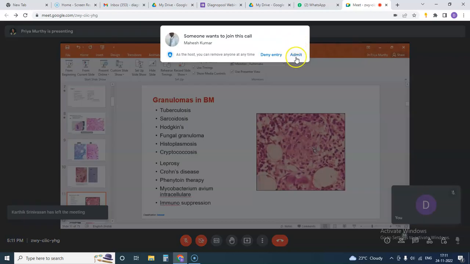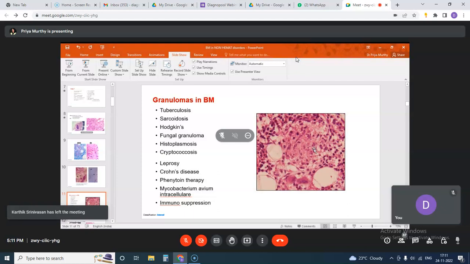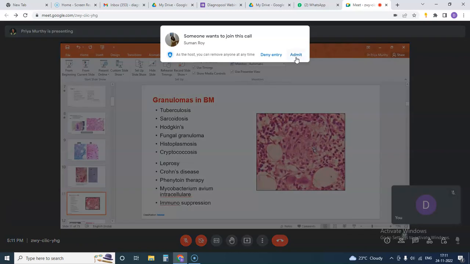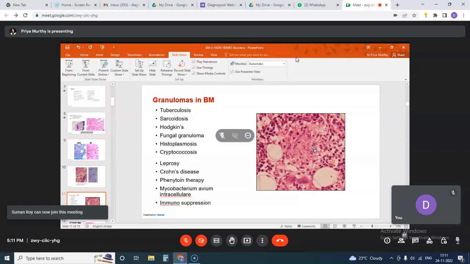Some of the other conditions where we come across granulomas in the bone marrow include tuberculosis, sarcoidosis, fungal granulomas, histoplasmosis, and cryptococcosis. Leprosy, Crohn's disease, or drugs like phenytoin can also give rise to granulomas, and also autoimmune disorders such as rheumatoid arthritis. We come across granulomas in the bone marrow.